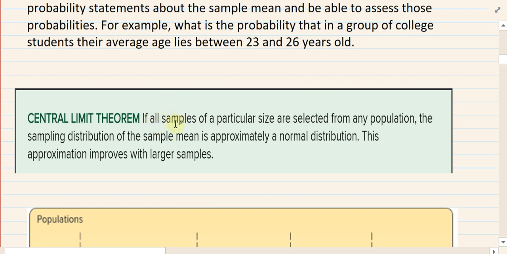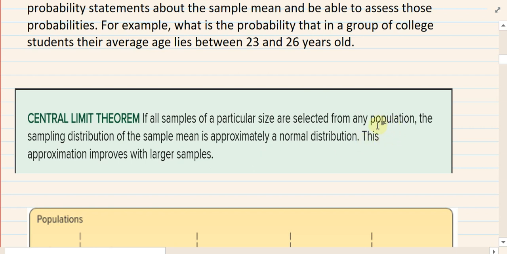Now, how can you select all samples? A lot of times there are infinitely many. Again, this is a theoretical concept. So that means a lot of samples of a particular size are selected from any population. Notice, not normal, from any population. The sampling distribution of the sample mean is approximately normal, and the approximation improves with large samples. Large samples for the central limit theorem means samples of size 30 or more. So we're going to consider that large, 30 or more.